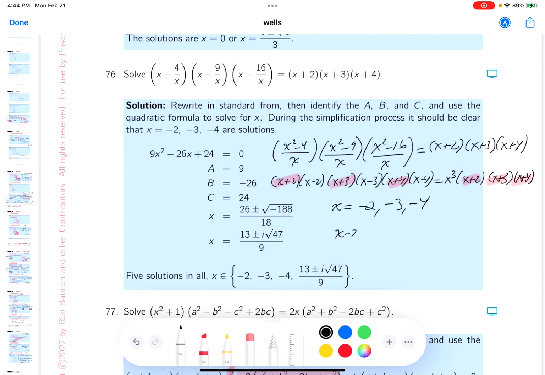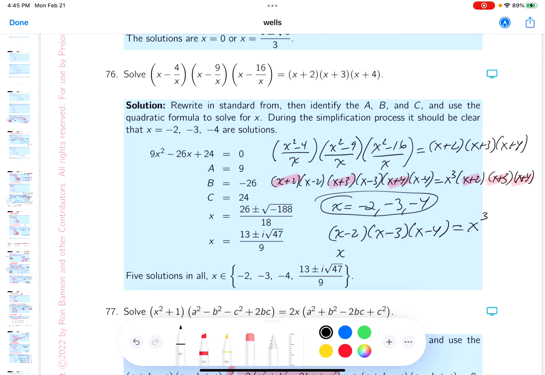And I get x minus 2, x minus 3, x minus 4 equals x cubed. All right? Again, I know these are solutions. That's why I just got rid of them. All right, so let's see what we do now. Just multiply it out. What do you get over here? I'll be very careful about it.